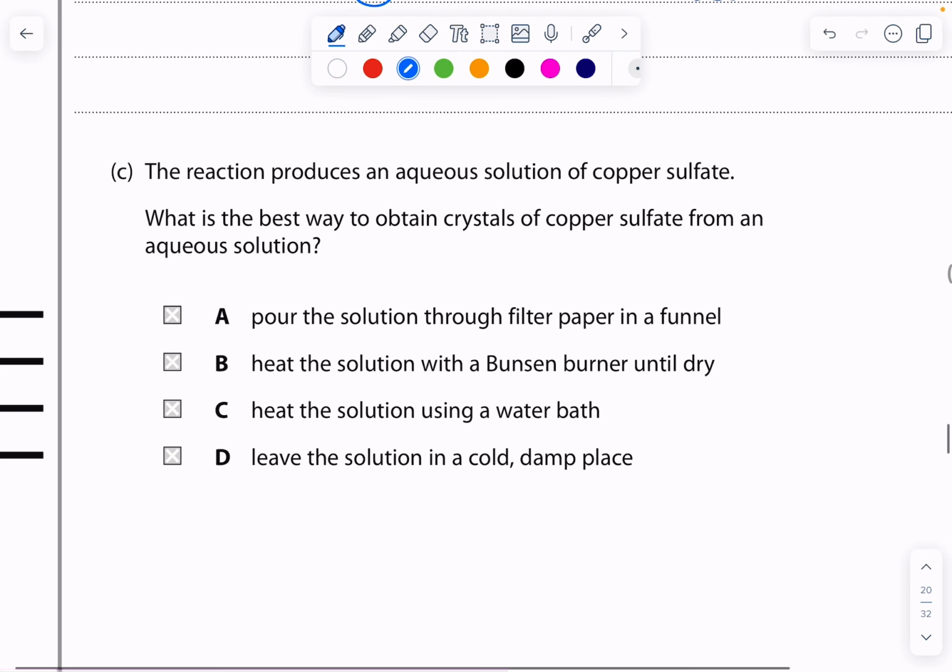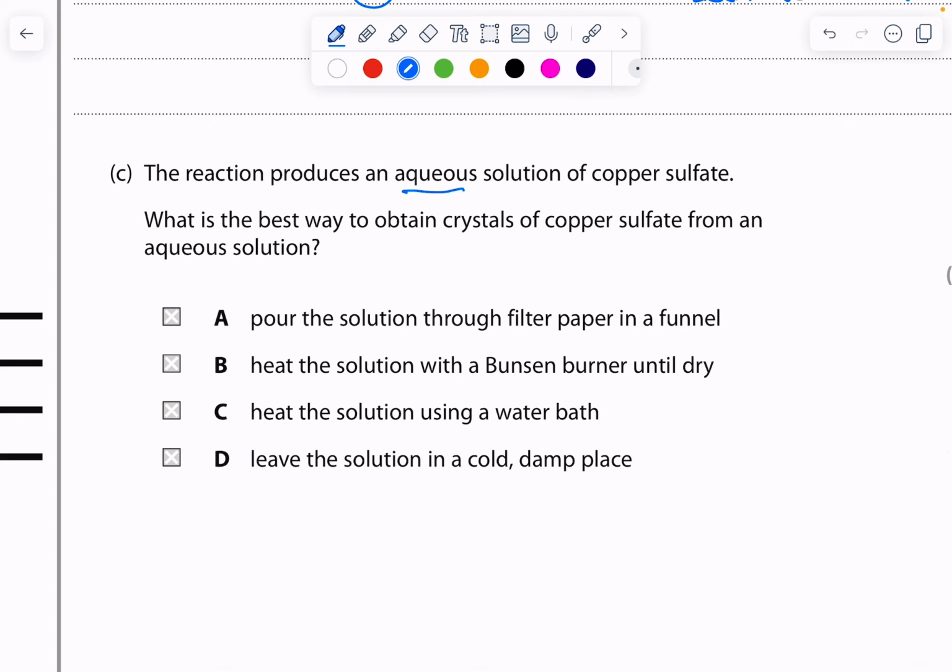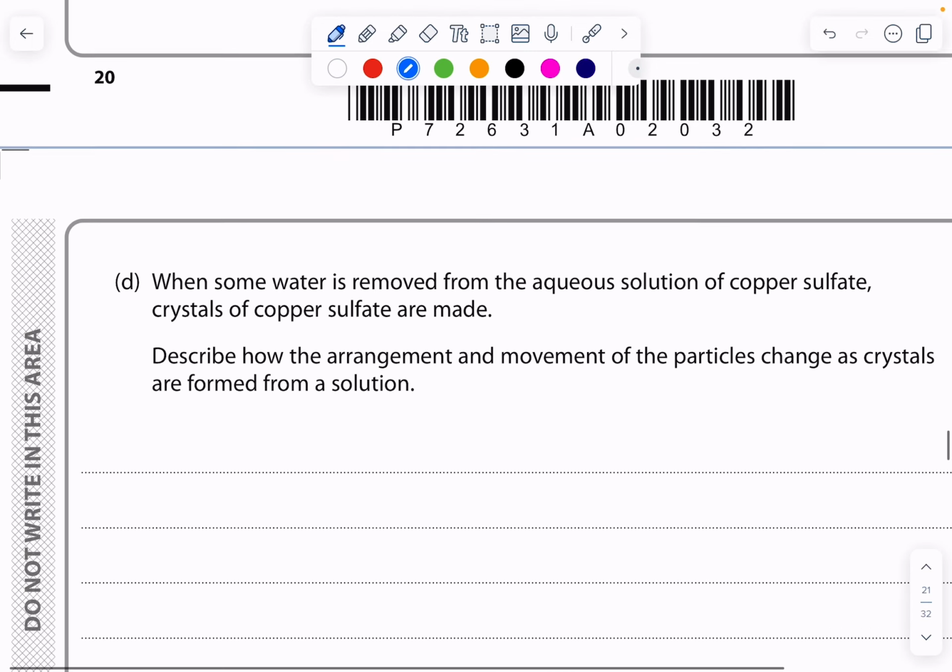Okay, so the next bit, the reaction produces aqueous solution of copper. So remember, aqueous means in solution, it's in water. What is the best way to obtain crystals from an aqueous solution? So the best way to actually get the crystals is just to, let's just check, pour the solution through filter paper. The filter doesn't work. Heat the solution from Bunsen burner until dry. That isn't the best way because you end up losing your salt. You remember the salt can then jump out. Leave it in a cold place. You wouldn't leave it in a cold place. So you've got to heat the solution using a water bath. So it's nice and gentle, and that will generate your salt.